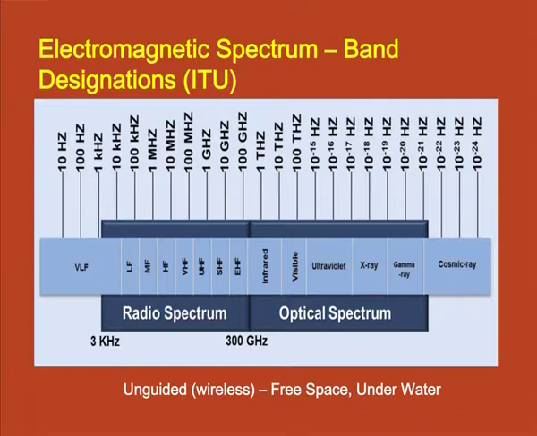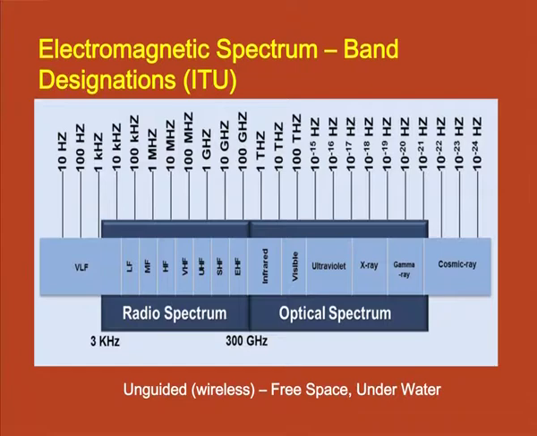spectrum. Typically frequencies starting from 3 kilohertz to several terahertz are being used for different kinds of communication systems. We can divide the spectrum into several bands. This band designation is as per the International Telecommunication Union.